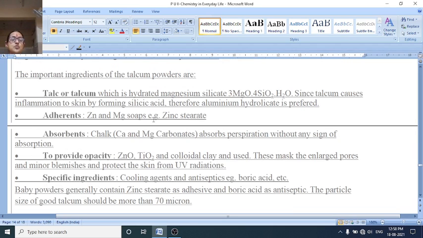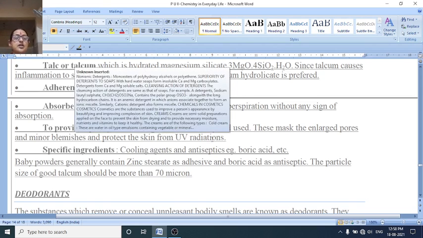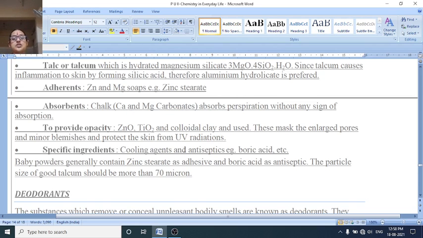Zinc and magnesium soaps, for example zinc stearate, and absorbent chalk absorb perspiration without any sign of absorption. Next, to provide opacity, colloidal clay is used. These mask the enlarged pores and minor blemishes and protect the skin from ultraviolet radiations. Next is specific ingredients, cooling agents and antiseptic, for example boric acid. Baby powder generally contains zinc stearate as adhesive and boric acid as antiseptic. The particle size of good talcum should be more than 70 micron.